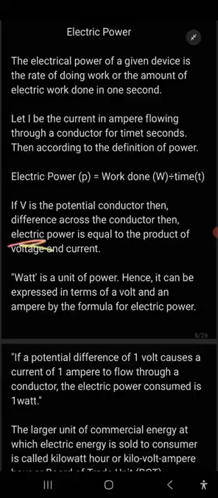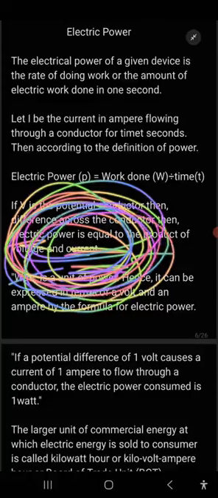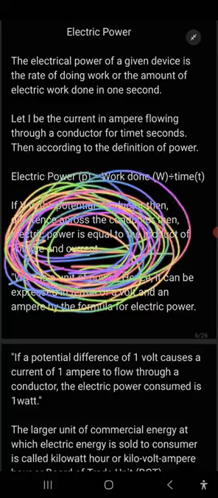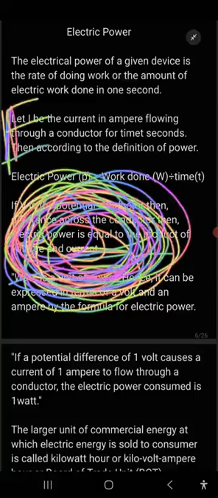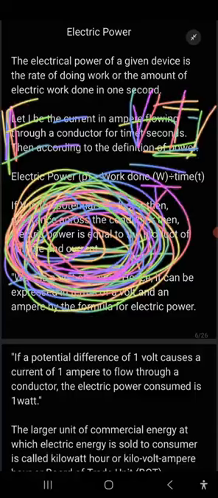Electric power is equal to the product of voltage and current. That's what they told, but they didn't give the formula to explain it, so I just gave you the formula right there. P equals VI, because t and t get cancelled out, so you get VI. Just don't complicate it, okay?